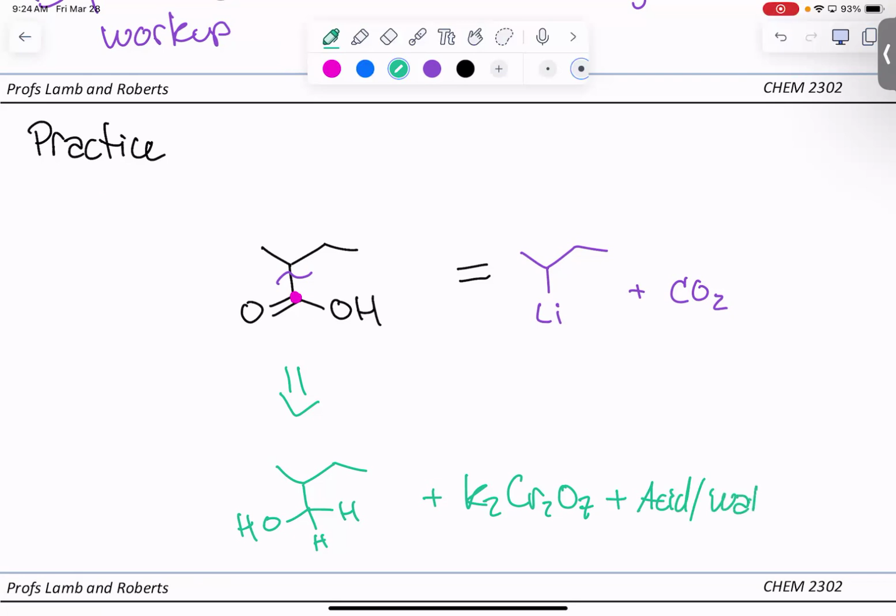Or we could even think about if in the lab we didn't have this particular alcohol, we could think about if we had the aldehyde, because the aldehyde would work in this case as well, right? So we could do that plus our potassium reagent, potassium chromate.